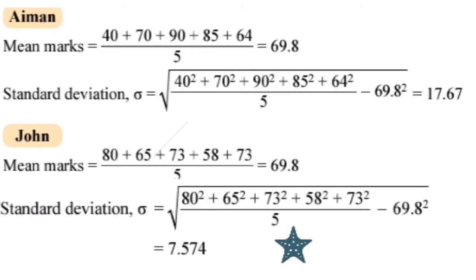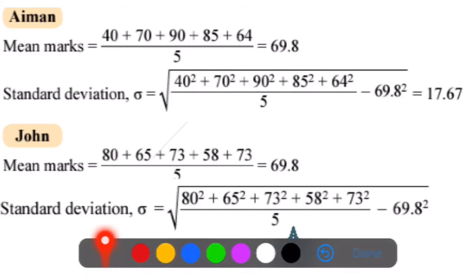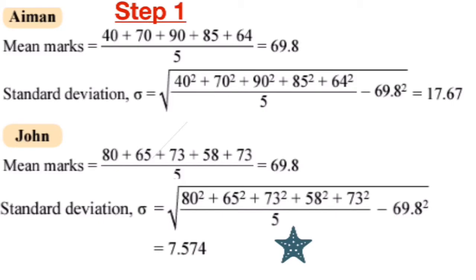Now I will explain again the proper steps to answer this question. First, you write Aiman, then find the mean marks. For Aiman, take the marks 40 plus 70 plus 90 plus 85 plus 64 divided by 5. So the mean is 69.8. And then you find the standard deviation. You take 40 square plus 70 square plus 90 square plus 85 square plus 64 square divided by 5 minus 69.8 square, which is the mean just now. Then you square root. Your standard deviation is 17.67.